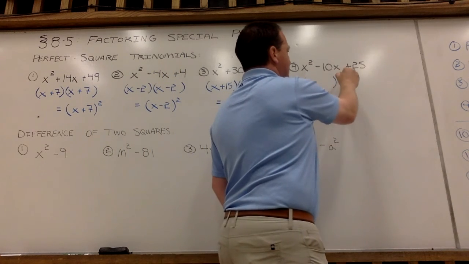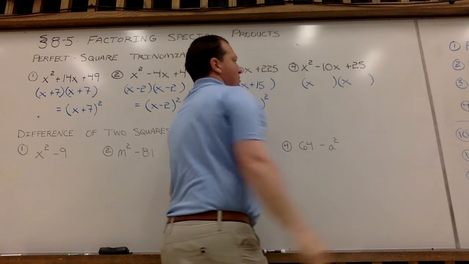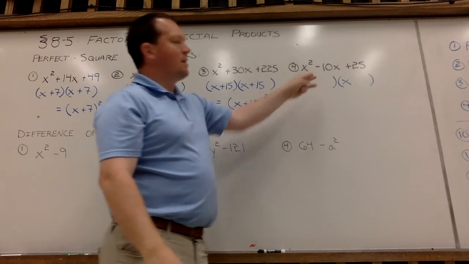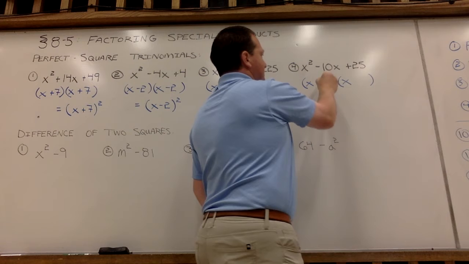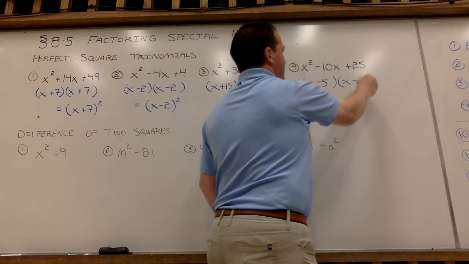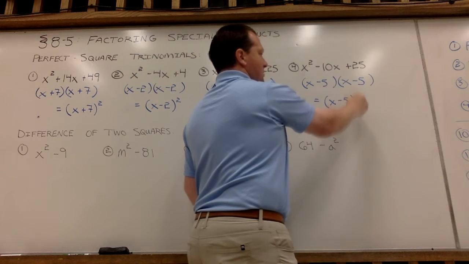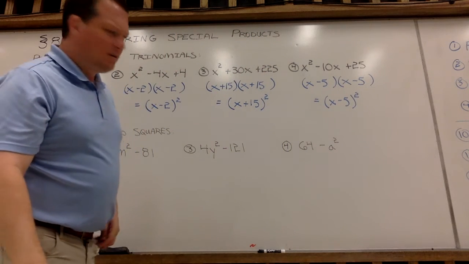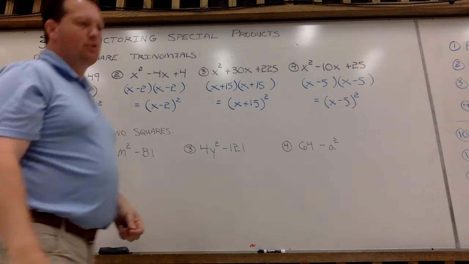Last one, just so nobody gets sick, we want you to stay healthy. Two values that multiply to make positive 25 and then add to make negative 10. We've got negative 5, negative 5. Again, that can be written as x minus 5 squared. Isn't that great? Wow.